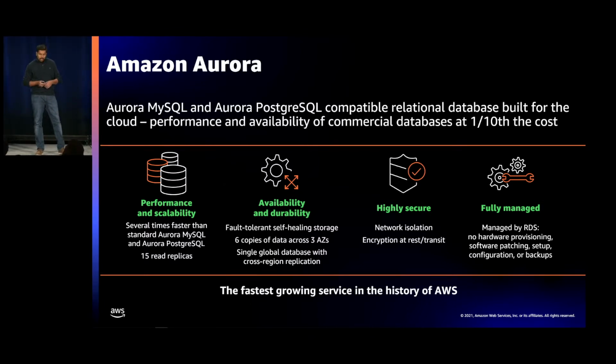So what is Aurora? Aurora is a MySQL and Postgres compatible relational database built for the cloud to provide you the performance and availability of commercial databases at 1/10 the cost. And we have a nice little distinction of also being the fastest growing service in AWS's history. We have held this title for a few years, so very proud of that.